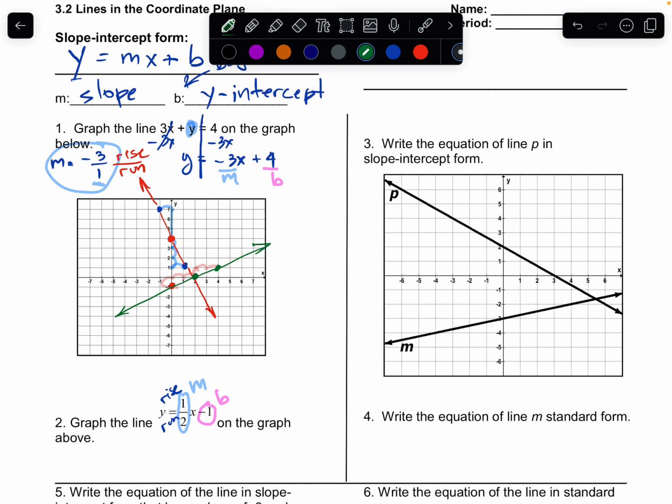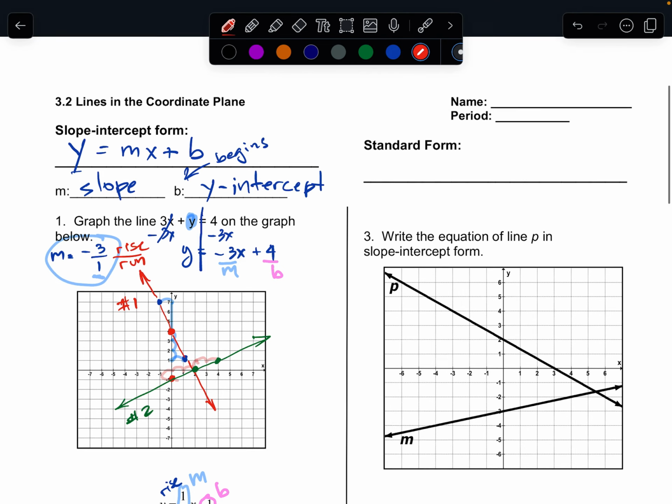Okay, those are my lines. So this is the second problem, and this one is our first problem.